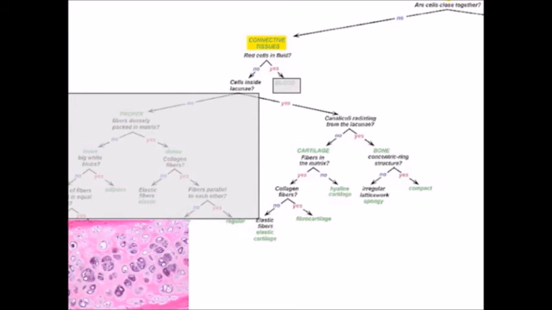Do you see canaliculi radiating from the lacunae like we did in bone? No, we don't see that. So we know we're talking about cartilage. And now we just have to ask the question, do you see fibers in this cartilage or not? And you don't see any fibers. This is hyaline cartilage. This is a type of tissue that's very, very strong but also flexible.